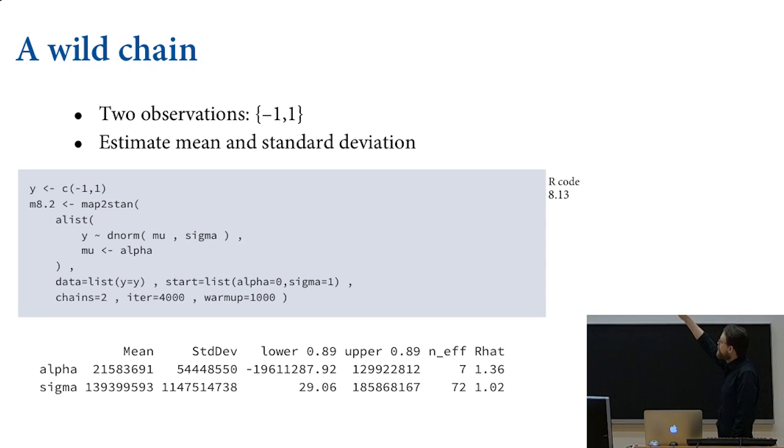So the teaching example here, we have 2 observations, and they are of value -1 and 1. And we want to estimate the mean and the standard deviation of the process that generated these. So the mean should be 0, right? And you probably have an educated guess about the standard deviation you might estimate. So we make a model here.